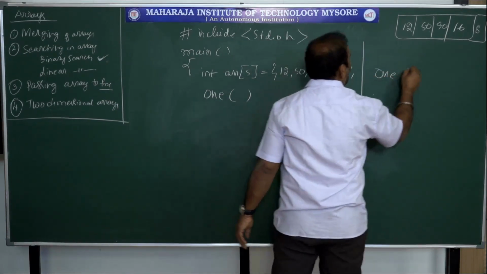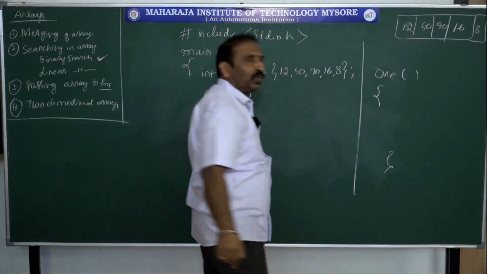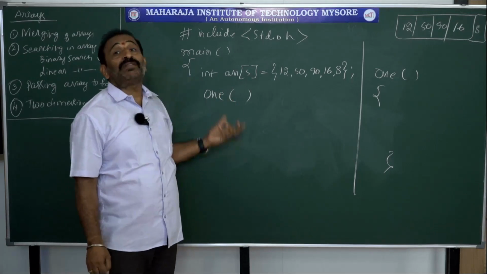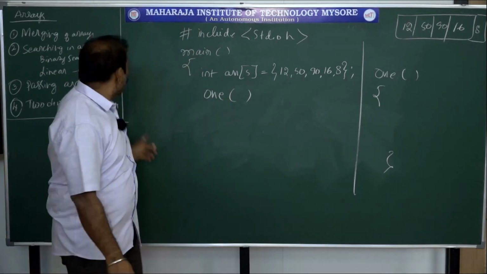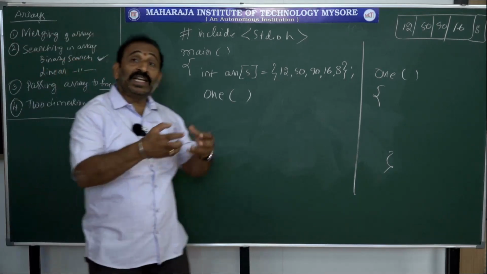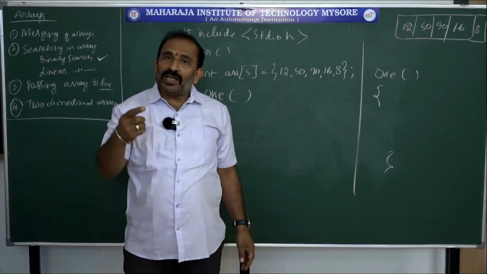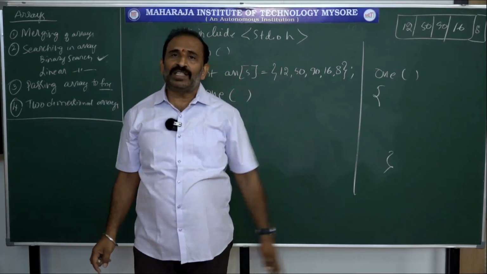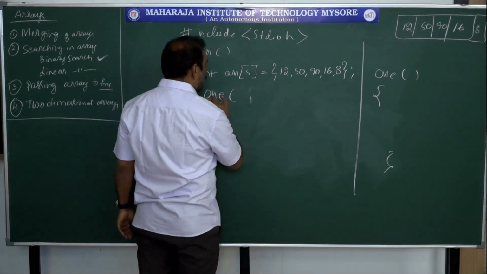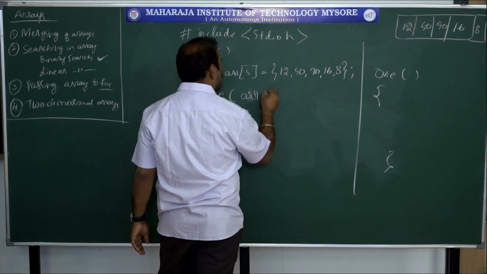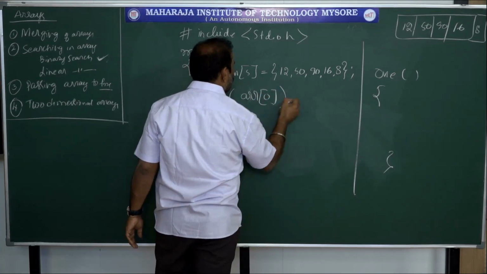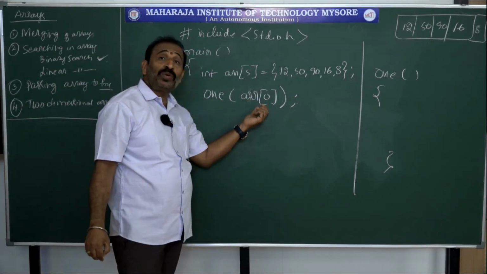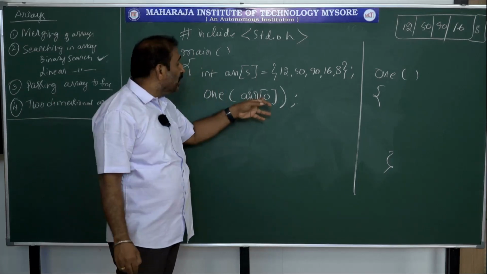I am writing one function called 1. 1 is a function that does something based on the array value being passed. See, there are 2 possibilities. You can send the entire array, or you can send an individual element also. I can send something like this: ARR 0. It means you are sending only the first element, that is, the index value is 0.